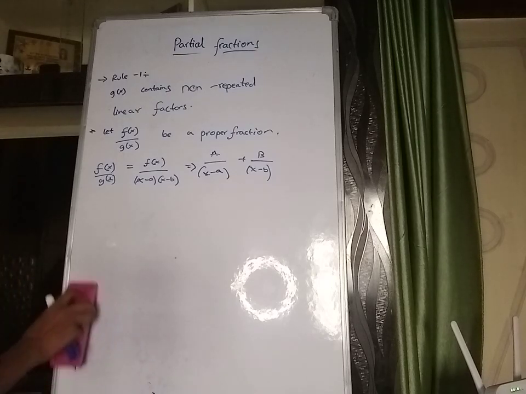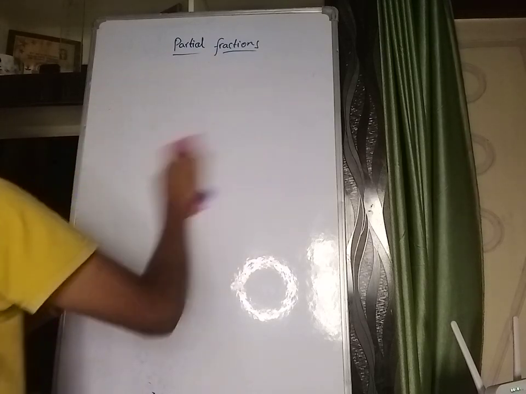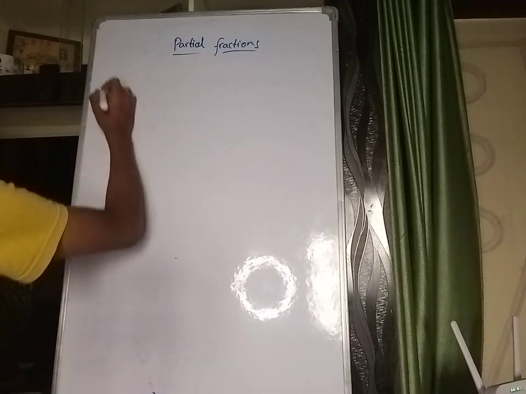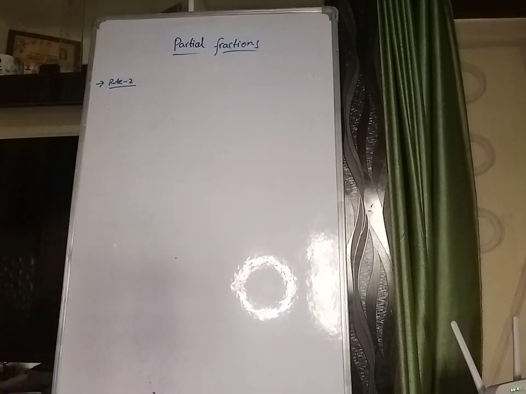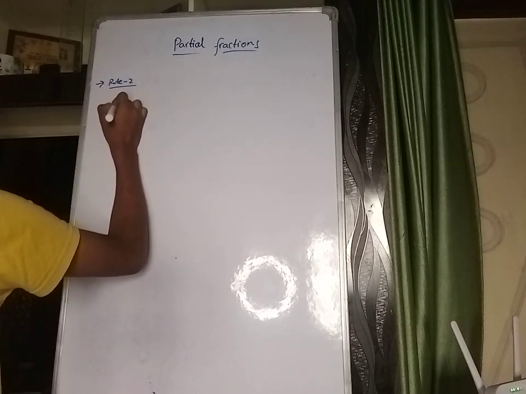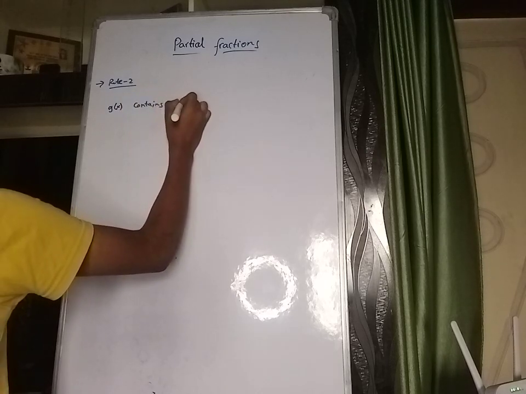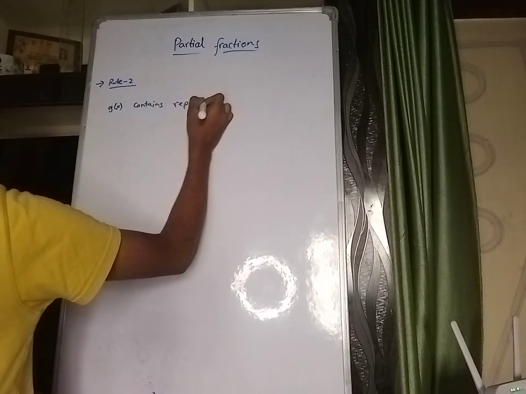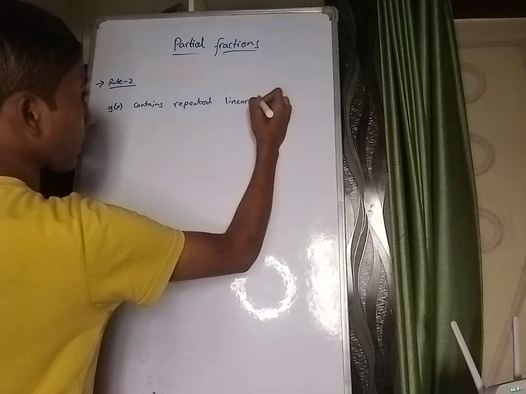Okay, now let's discuss rule 2. So in rule 2, g of x contains repeated linear factors.